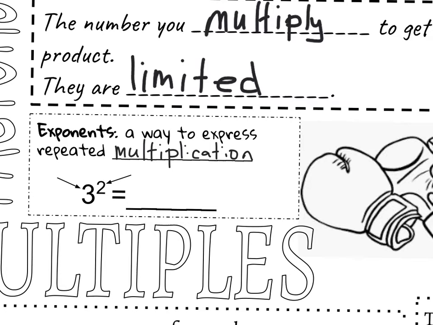So for example, in science, when a cell is going through cell division and it splits, every time it splits, it doubles. So one cell becomes 2, 2 cells become 4, 4 cells become 8, 8 cells become 16. So there's really this repeated multiplication because every time you're multiplying by 2. So that's an example of when we use exponents.